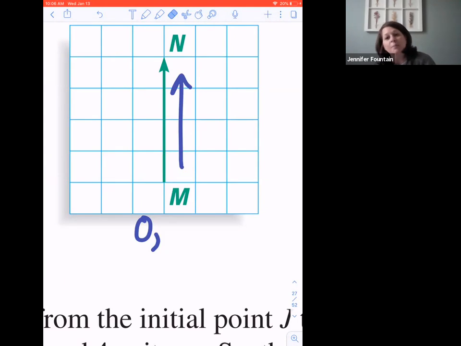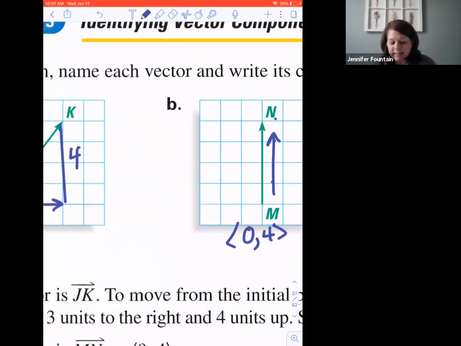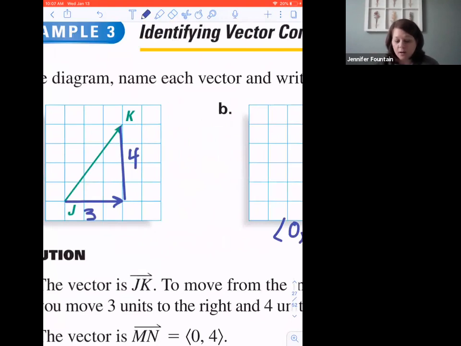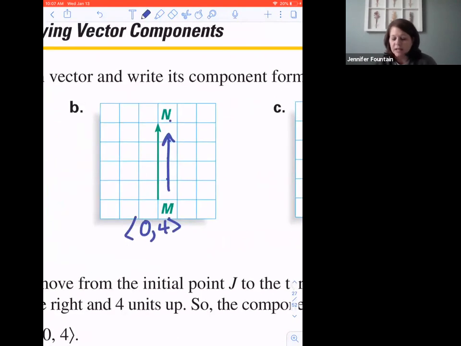Okay, so we have our component form here. It did not make any side to side movement. Therefore, my first value is 0, but then it did go up 1, 2, 3, 4. So then it's going to be 0, 4. Is everybody following that so far? If it's slanted and I can basically make it into a right triangle, I'm looking at how many units I go to the side and then up or down. So then that one is 3, 4. This one, I did not move anywhere side to side and I just went up.